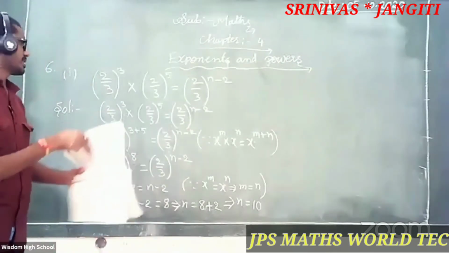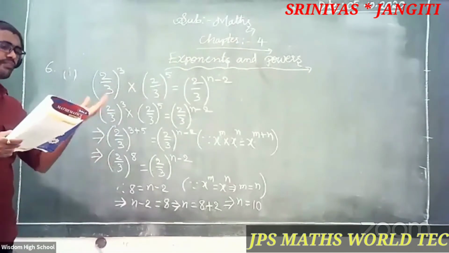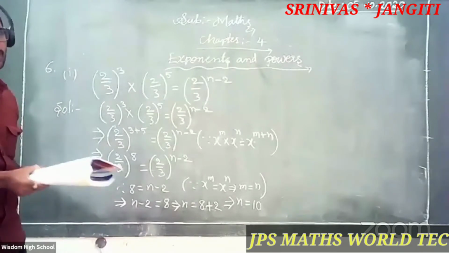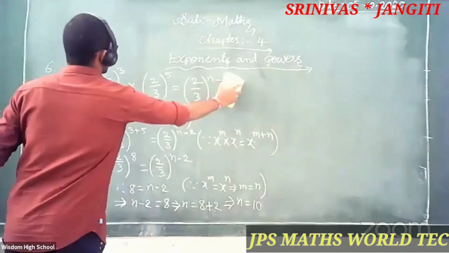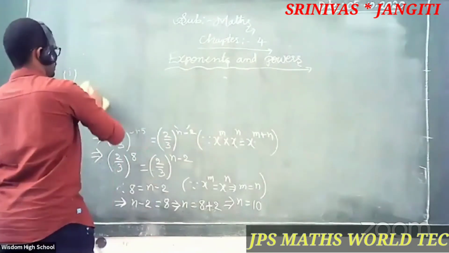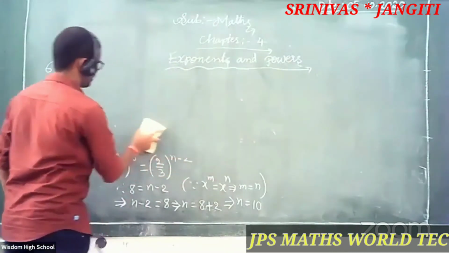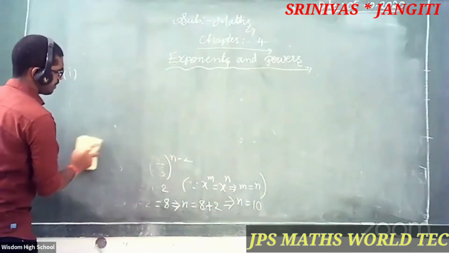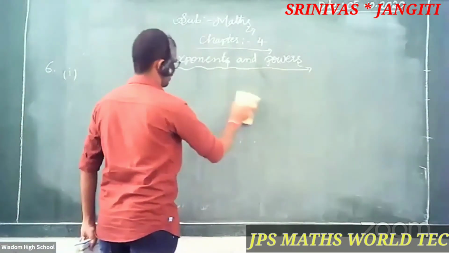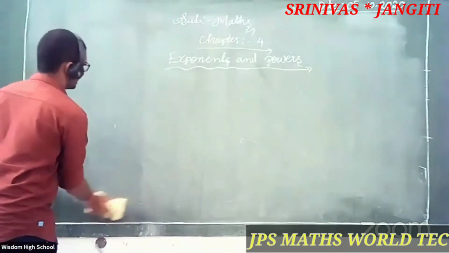Next, the sixth bit, and in the second one, same. Find the value of n in each of the following. Observe here, it's so simple. Very good, students. Just observe two laws here. One is x^m × x^n. Another one is x^m equals x^n: when the bases are equal, the exponents are equal, and when the exponents are equal, the bases are also equal. You will know. Very good.